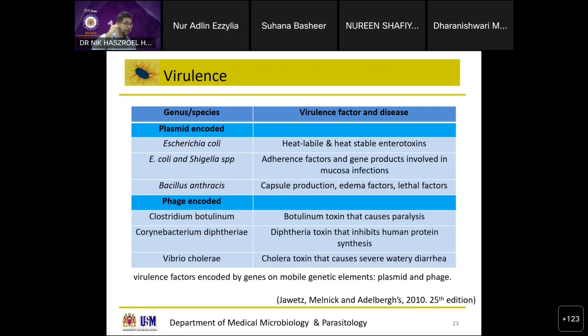Phages are viruses, bacteriophages. Clostridium botulinum produces botulinum toxin that causes paralysis. Corynebacterium diphtheriae has diphtheria toxin that inhibits human protein synthesis, causing diphtheria. And there is also Vibrio cholerae, with cholera toxin that causes severe watery diarrhea. So the virulence factors encoded by genes on mobile genetic elements are plasmids and phages. So these can be transferred.